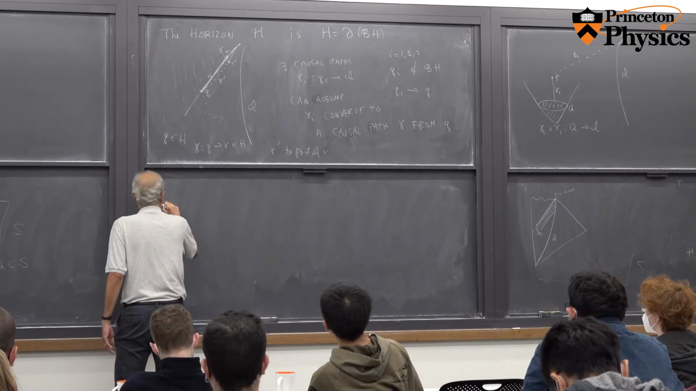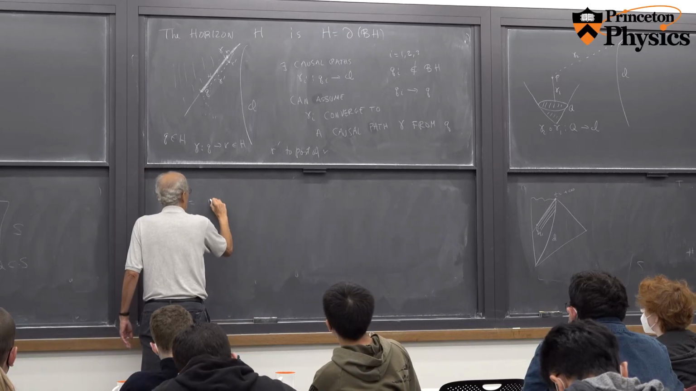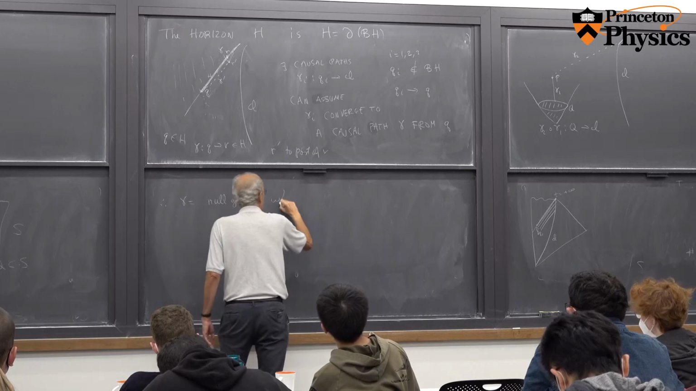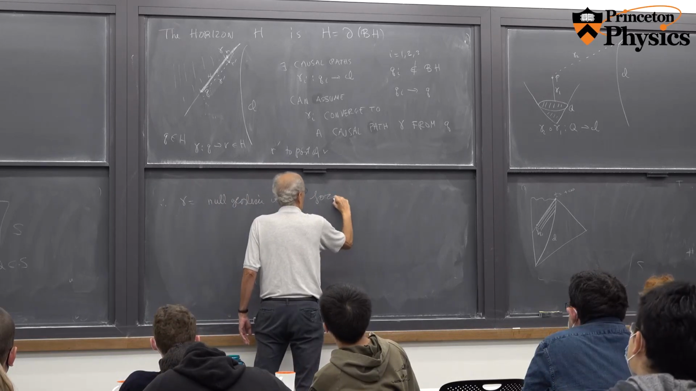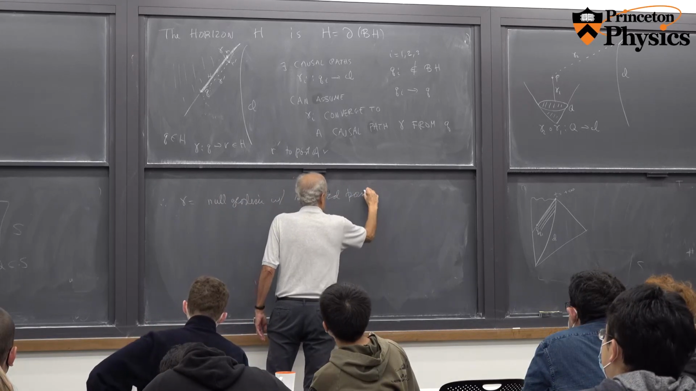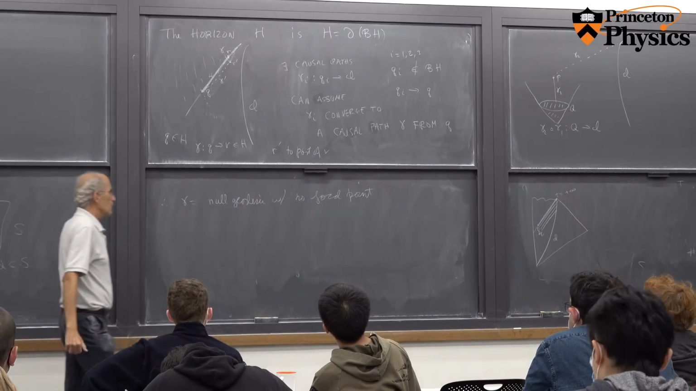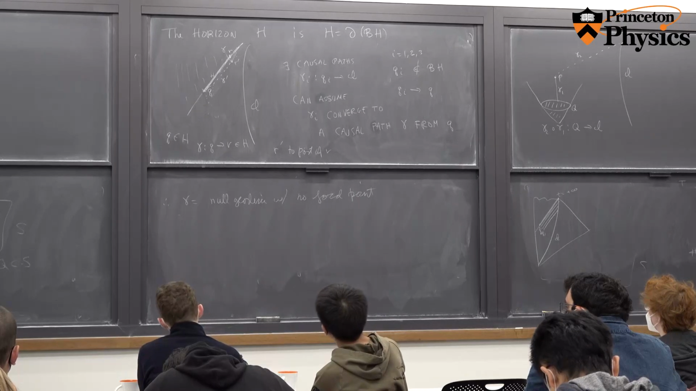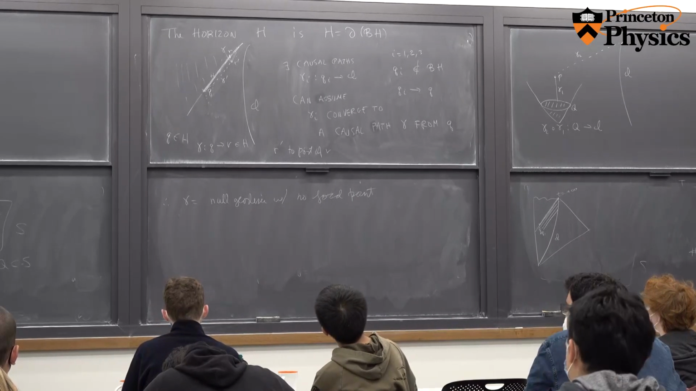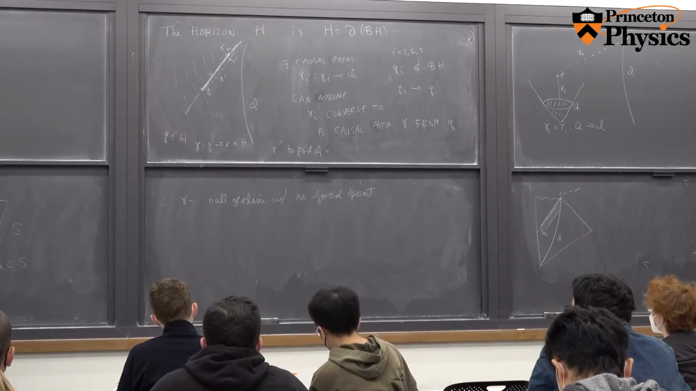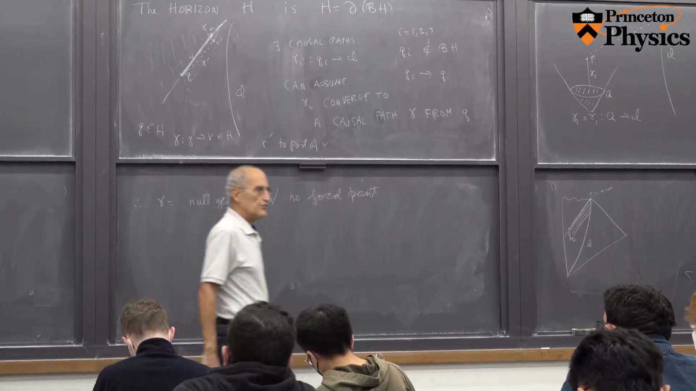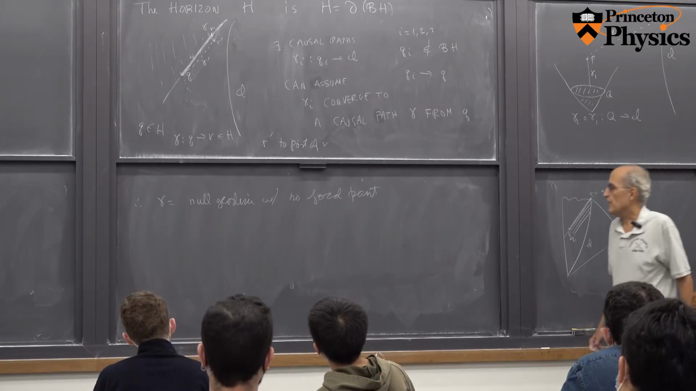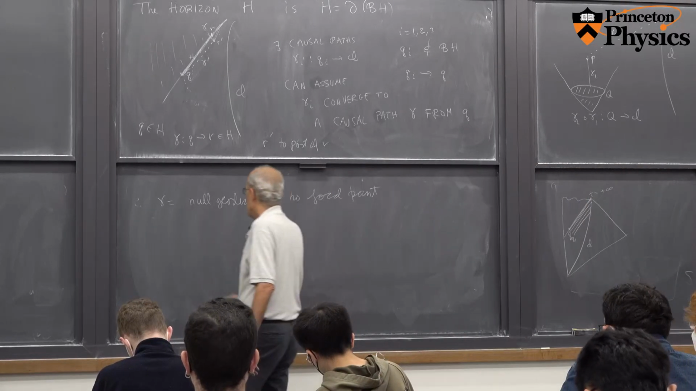So therefore, gamma is a null geodesic with no focal point. I mean, we proved it was prompt, and we know that a necessary condition for a causal curve to be prompt is that it's a null geodesic without a focal point. Now, in getting this far, we just considered a particular point on the horizon. But now we're going to change tack a little bit.